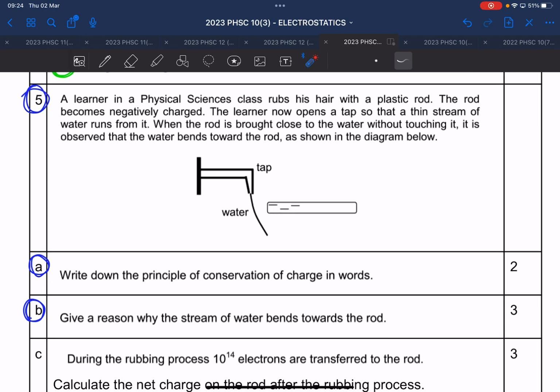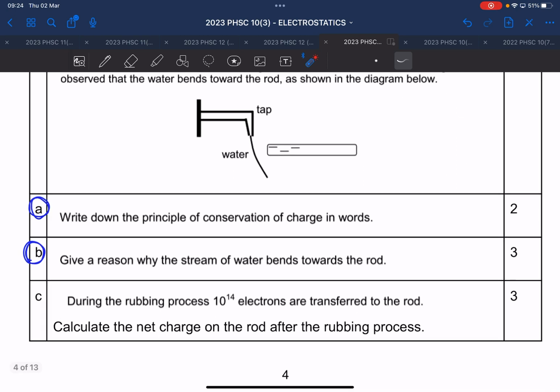Alright. So, you saw that the water goes towards the rod. Now the question is, why? Okay. Now first they ask, write down the principle of conservation of charge in words. Where are we with our question? Go to your notes. The principle of conservation of charge.